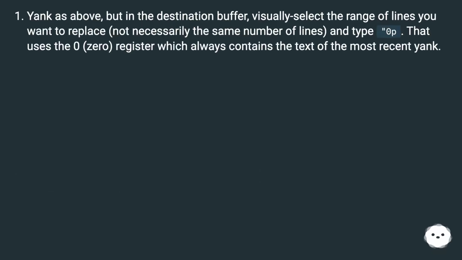Yank as above, but in the destination buffer, visually select the range of lines you want to replace, not necessarily the same number of lines, and type "0p. That uses the 0 register, which always contains the text of the most recent yank.